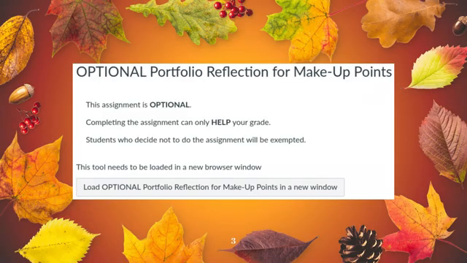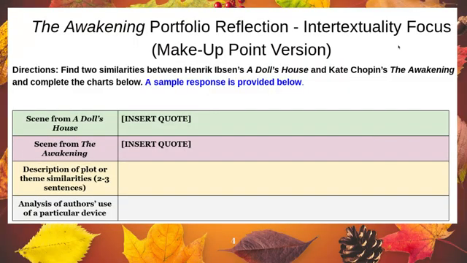All right, so first, there's an optional portfolio reflection that you can do for makeup points, right? Again, the emphasis here is on the word optional. If you decide not to do it, you will just be exempted from the assignment itself. But if you do the assignment, it will only help your grade. You would click on the button and you'll see basically it's asking you to do a little bit of an intertextuality focus or a comparison between Henrik Ibsen's A Doll's House and Kate Chopin's The Awakening.